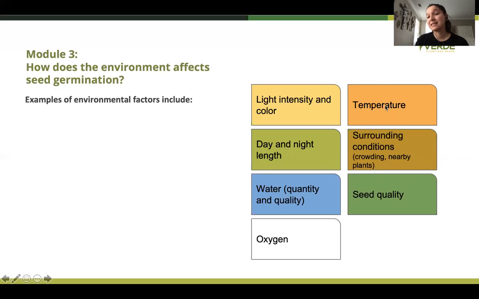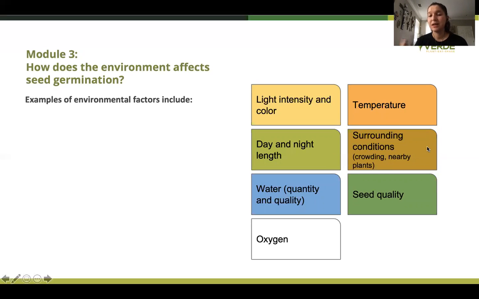Temperature. Seeds like to be germinated in warm environments, and temperature is something that is exterior to the seed. Day and night length. A seed that you would sprout in the summer or in the spring, when there are longer days, has different day and night length requirements than a seed that you might sprout in the fall. So that's something to think about too that could affect seed germination.